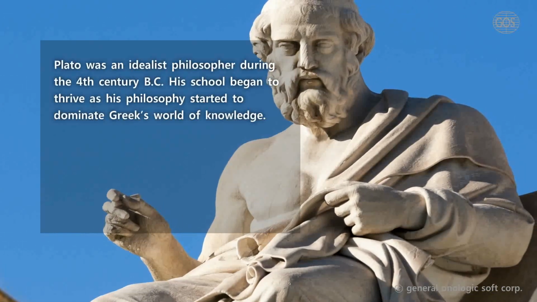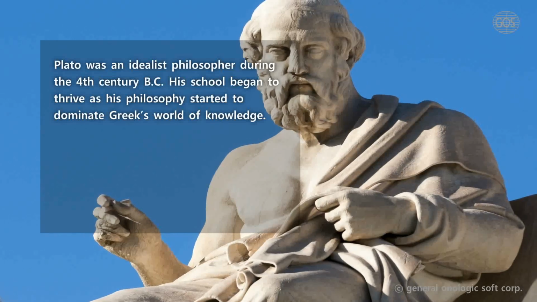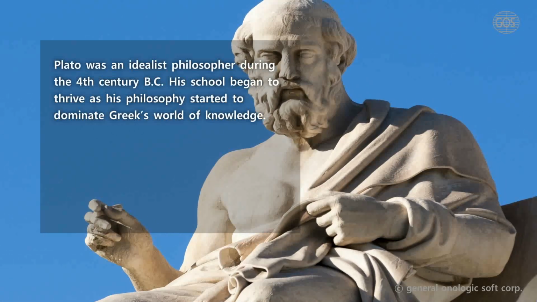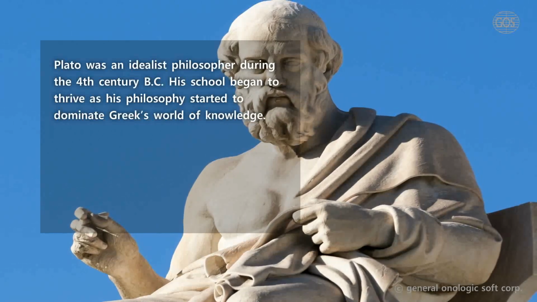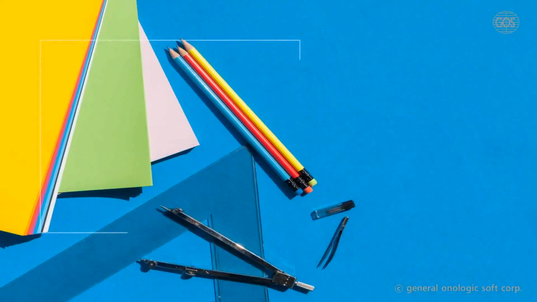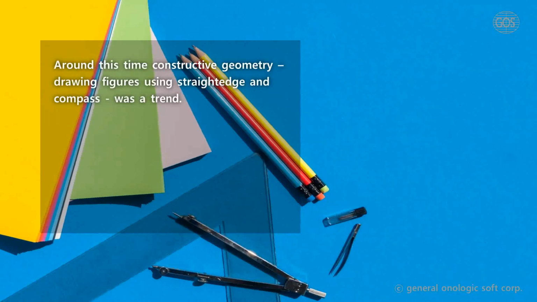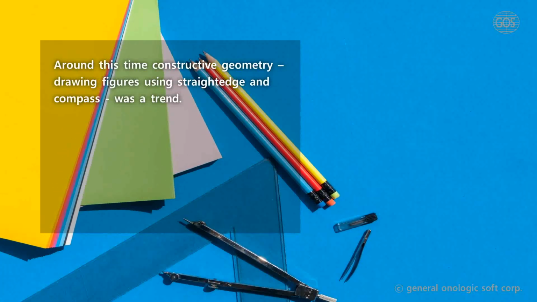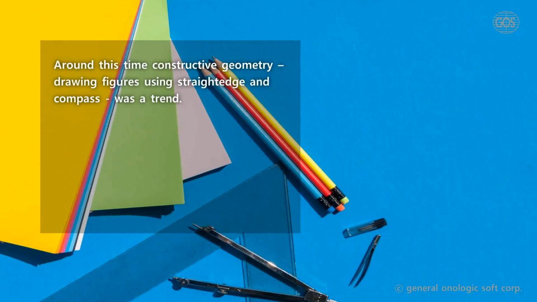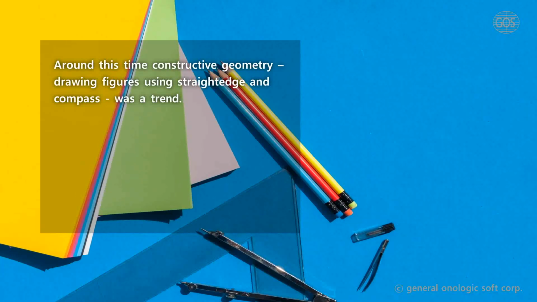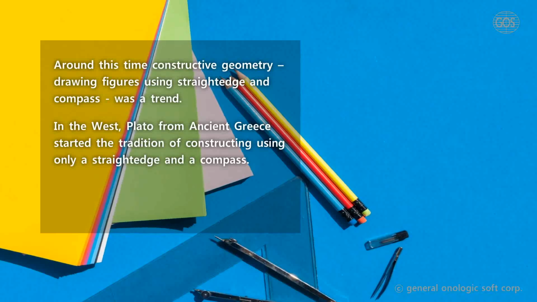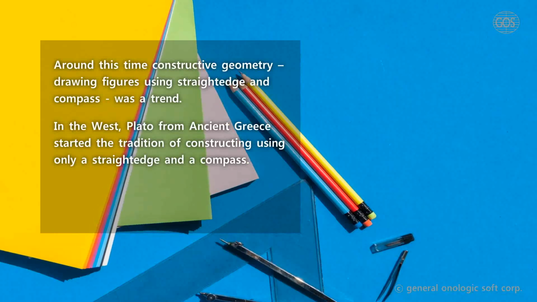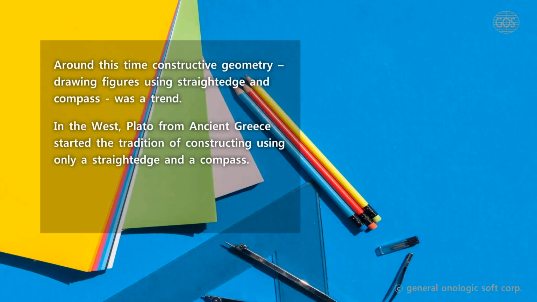Plato was an idealist philosopher during the 4th century BC. His school began to thrive as his philosophy started to dominate Greek's world of knowledge. Around this time, constructive geometry, drawing figures using straight edge and compass, was a trend. In the West, Plato from ancient Greece started the tradition of constructing using only a straight edge and a compass.